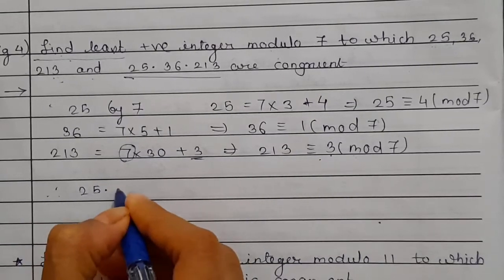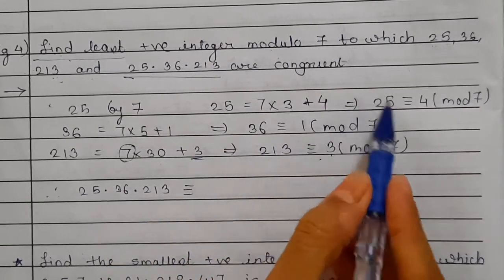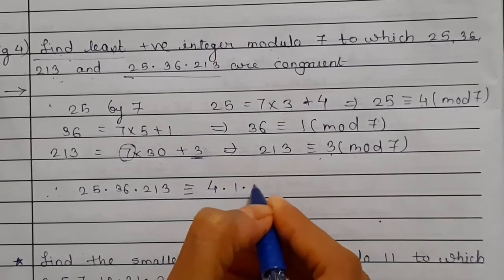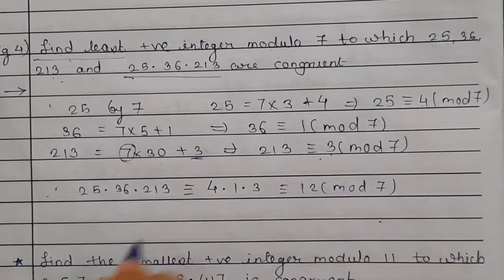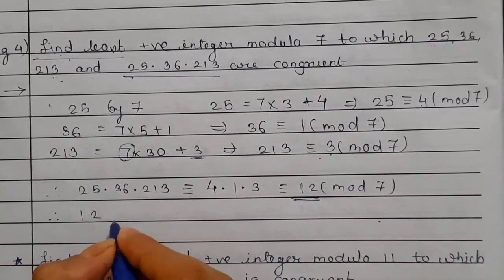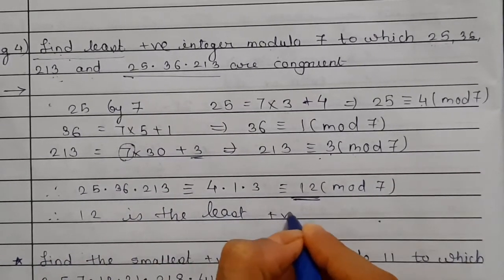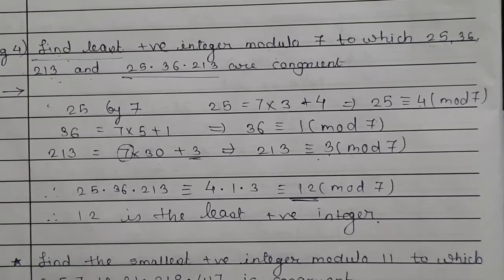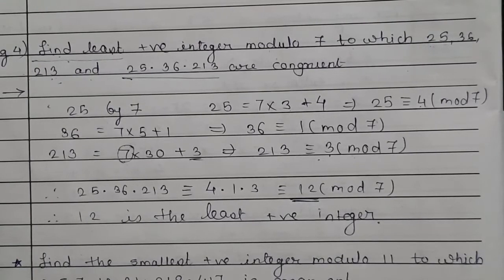So we write 25 into 36 into 213 is congruent to, we take these elements 4, 1, 3. 4 into 1 into 3, which is equal to 12 mod 7, we write as it is, and this is the least element, so we write here, therefore 12 is the least positive integer.